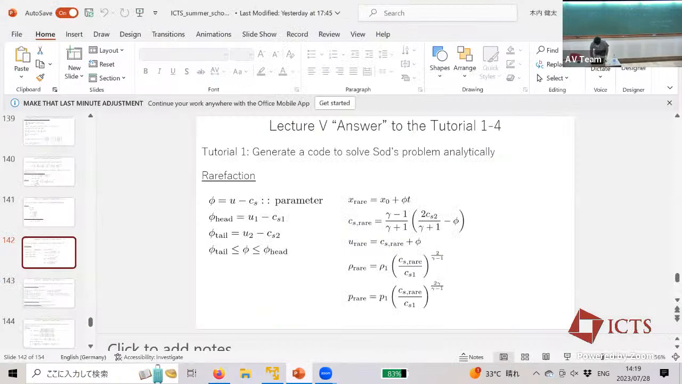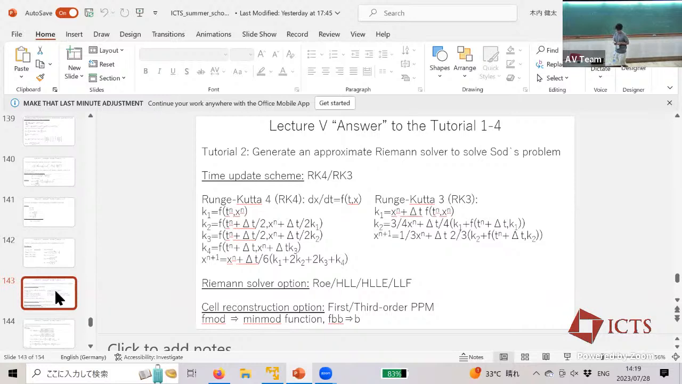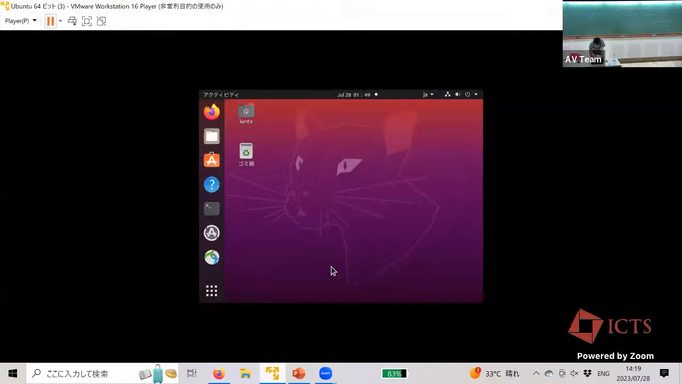The next tutorial is to generate an approximate Riemann solver in a programming language to solve shock tube problems. I have already provided you the sample script written in Fortran, so let me explain the details of this Fortran program.